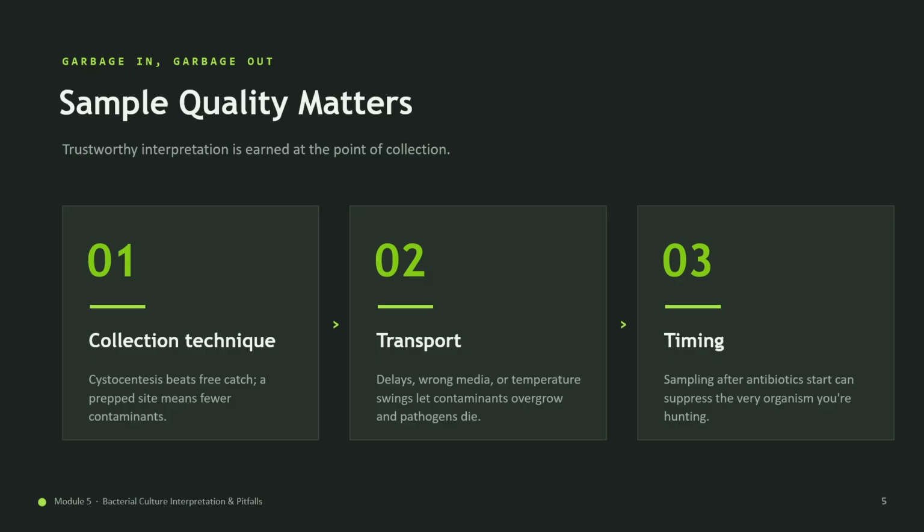Everything we've discussed depends on one thing you control before the plate is ever streaked: sample quality. Garbage in, garbage out. Collection technique matters enormously. A cystocentesis sample is far more reliable than a free catch, and a properly prepped skin site reduces contaminants. Transport matters. Delays, the wrong media, or temperature swings let contaminants overgrow and let fragile pathogens die. And timing matters. Culturing after antibiotics have started can suppress the very organism you're hunting, giving you a falsely negative or misleading result. If you want trustworthy interpretation, you have to earn it at the point of collection.